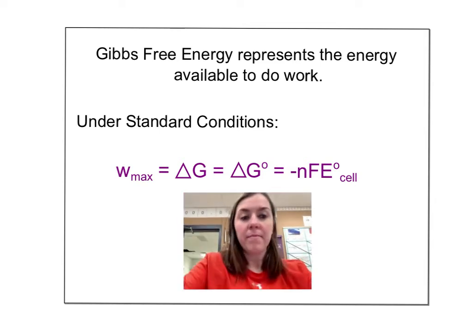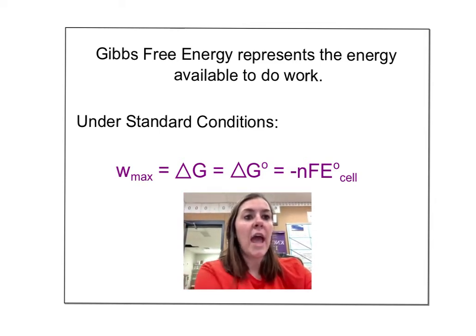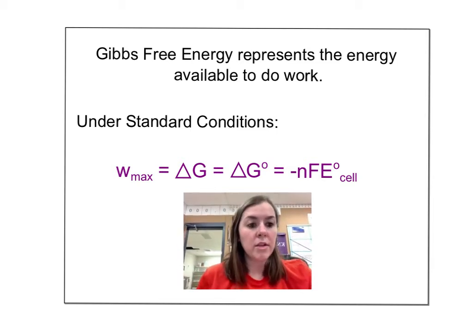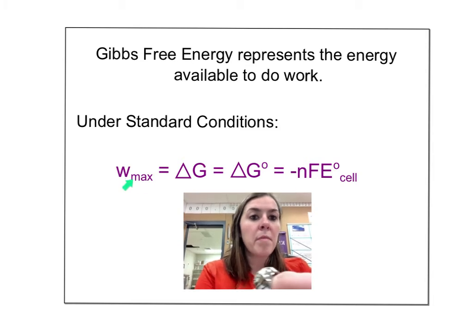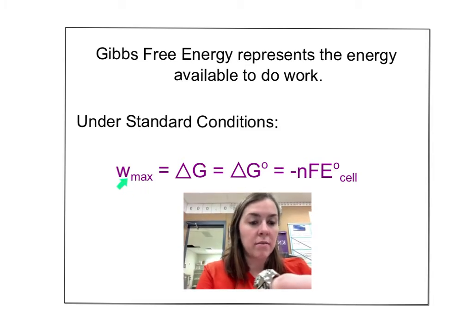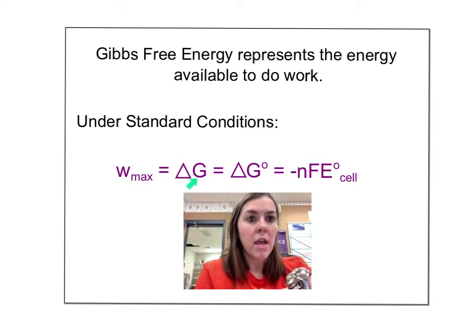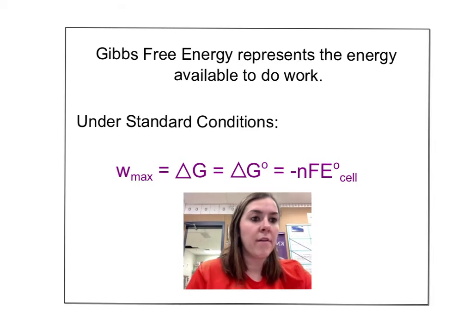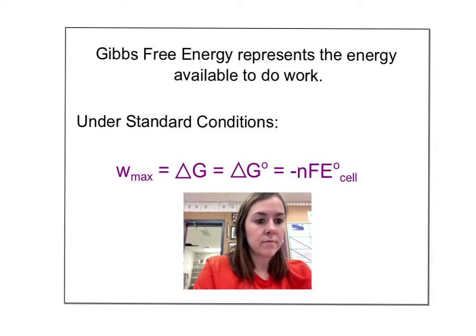Gibbs free energy is the energy available to do work. That's essentially how we are using the free energy when we solve for it. So the maximum amount of work that can be done by a reaction is the same as delta G. Under standard conditions, we know that delta G is equal to the negative NFE.